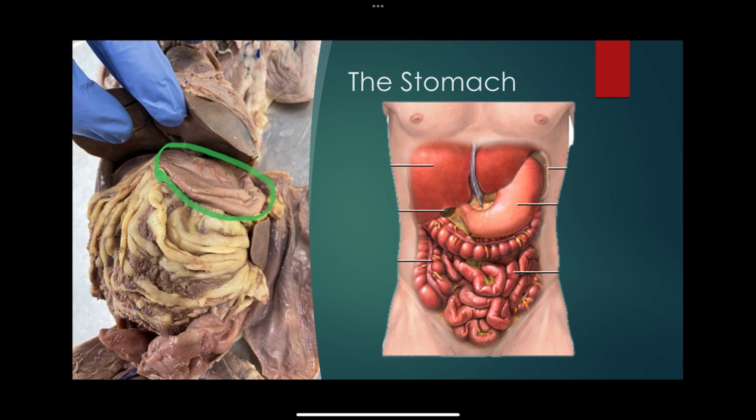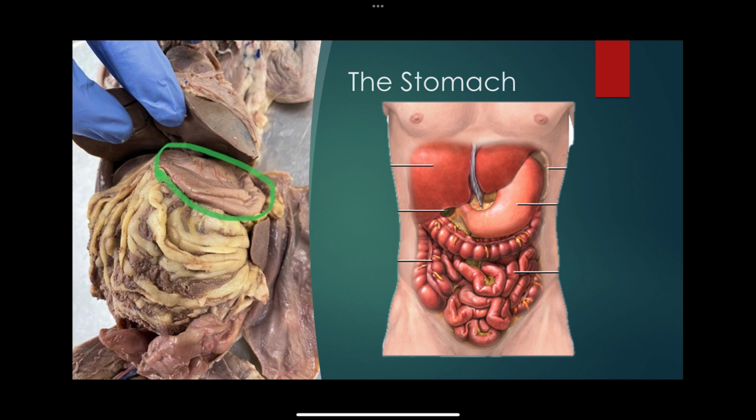Okay, the next organ would be the liver. The liver is important because it produces bile, and also detoxifies any harmful substances, and also processes nutrients that are absorbed in the digestive tract.